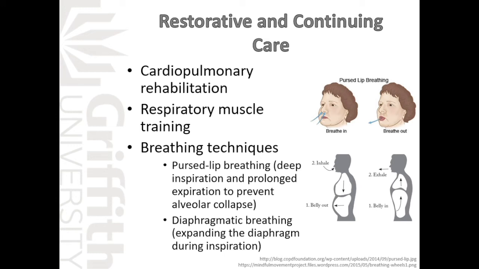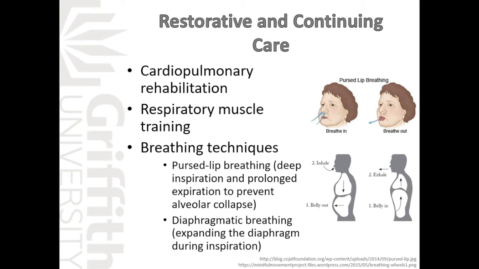Pursed lip breathing, which is the top picture there, can be used to prevent alveolar collapse. This can be done by encouraging your patients to deeply inspire and then have a long, prolonged expiration through pursed lips. And then the bottom picture there is diaphragmatic breathing, and that requires the patient to relax their intercostal and accessory muscles while taking deep inspirations.